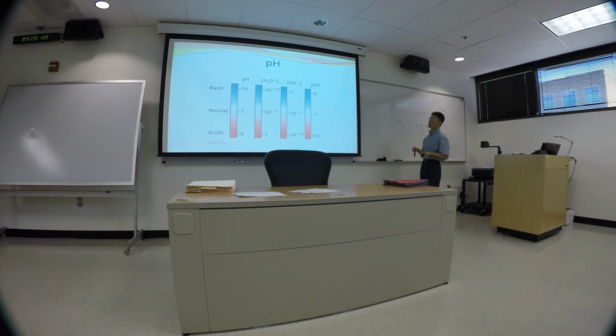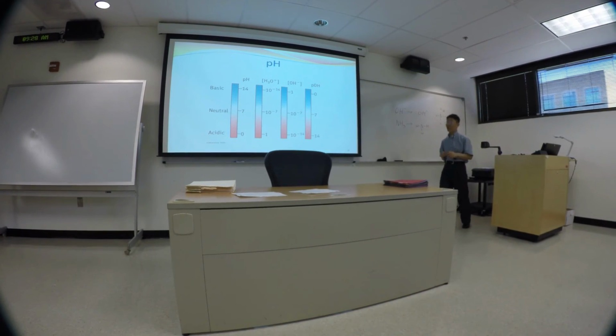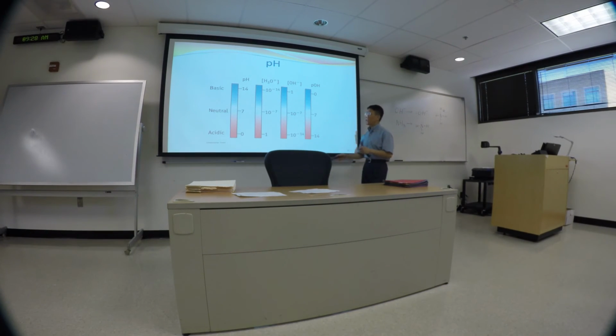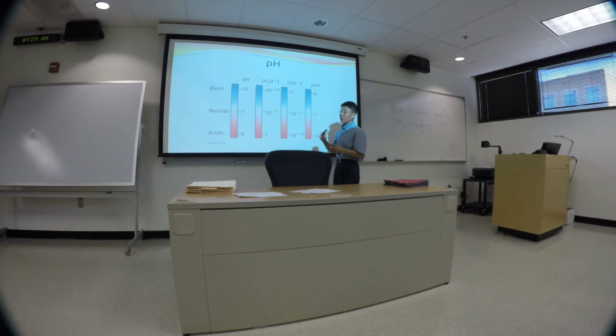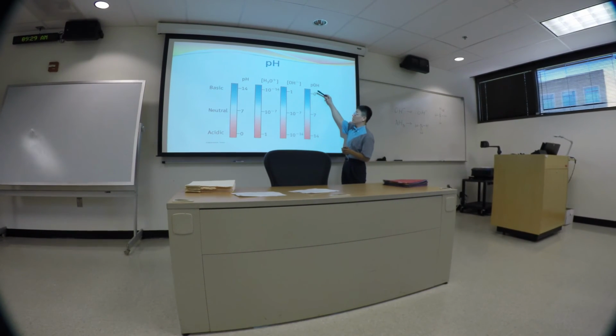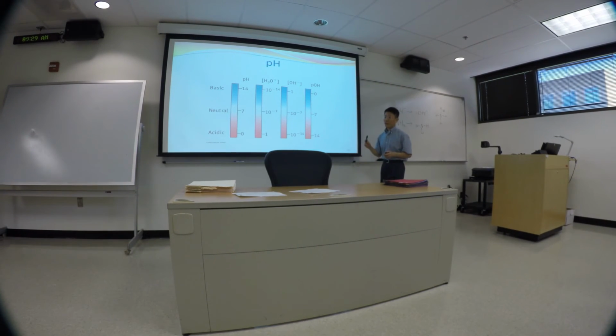Okay, so how do we define whether a solution is acidic or basic? If the pH is less than 7, the solution is said to be acidic. If the pH is greater than 7, the solution is said to be basic. If pH equals 7, well, the solution is said to be neutral. pOH, however, is just reversed.